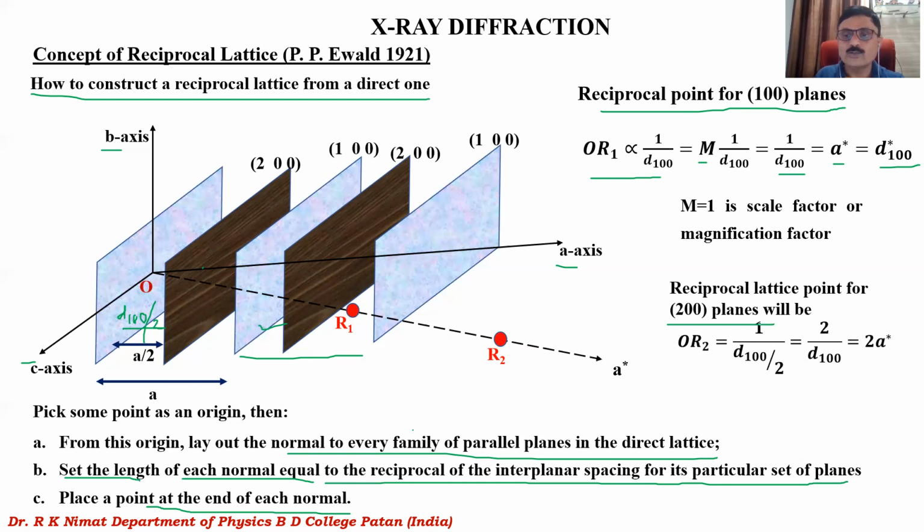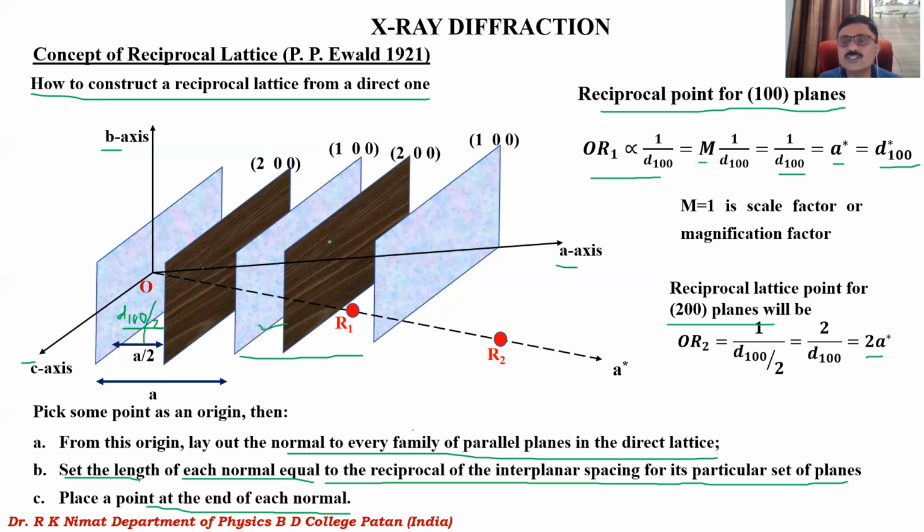That means OR2 is equal to 1 upon the interplanar spacing corresponding to the 200 plane, which is D100 divided by 2. So it will be twice the reciprocal, or 2 divided by D100, and we know that 1 upon D100 is nothing but the unit reciprocal lattice vector, and therefore you can write this as OR2 is equal to 2A star. It will be exactly at a distance of twice OR1. So like that you can construct the second reciprocal lattice point. This is a very simple method to construct the reciprocal lattice point.